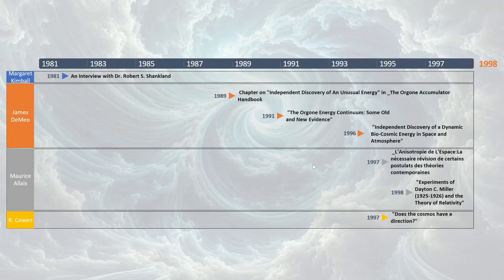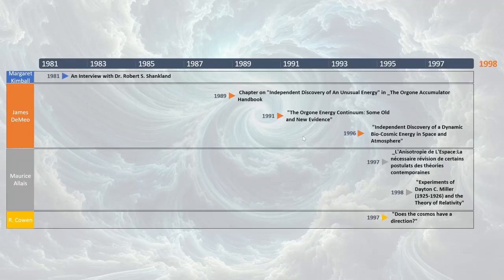And then we have Elias, one of the most important scientists of our time. He discovered that the effect on the pendulum has to do with the eclipse, and the eclipse affects the spinning pendulum. But in this case, he's publishing his findings on experiments of Dayton Miller and the theory of relativity.